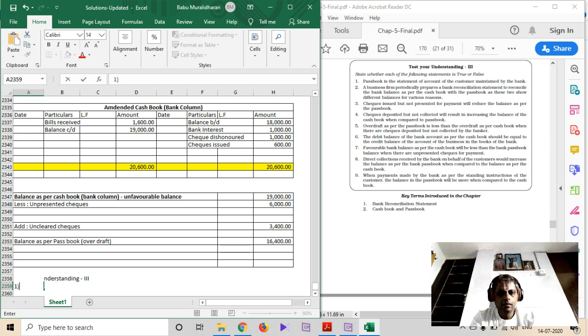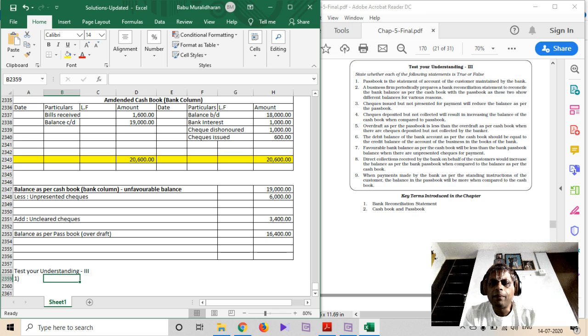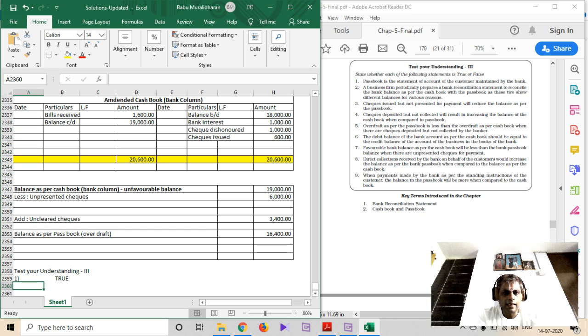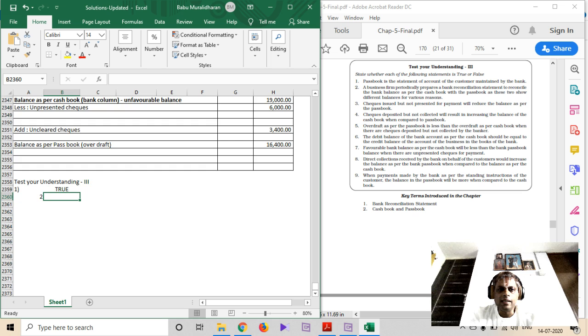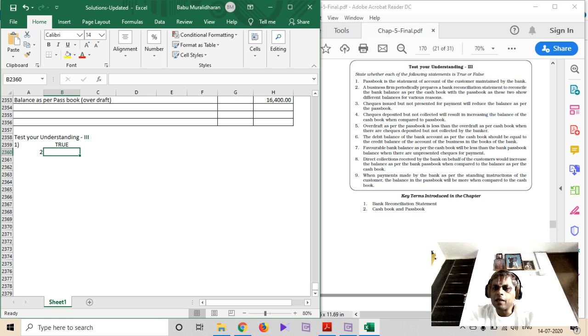First, a passbook is a statement of account of the customer maintained by the bank. Yes, definitely, it's true, right? Second, a business firm periodically prepares a bank reconciliation statement to reconcile the balance as per cash book with the passbook, as these two show different balances for various reasons. True, right? Because both are two different sets of books, and then we have to do a reconciliation to find out what is the difference that's coming in, right?